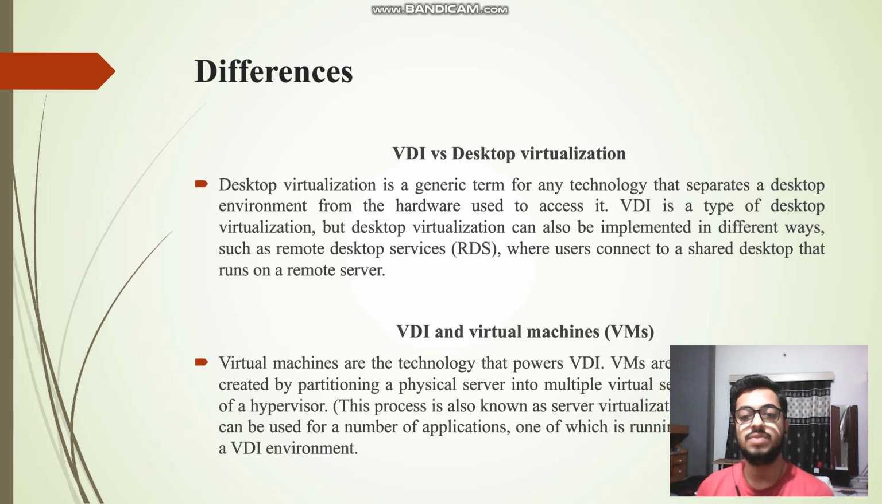The next one is VDI and virtual machines. Virtual machines are the technology that powers VDI. Virtual machines are software machines created by partitioning a physical server into multiple virtual servers through the use of a hypervisor. This process is also called server virtualization. Virtual machines can be used for a number of applications, one of which is running a virtual desktop in a VDI environment.